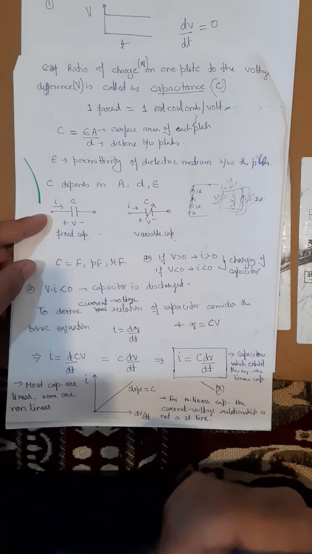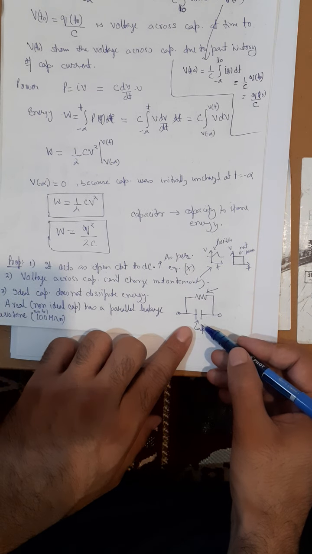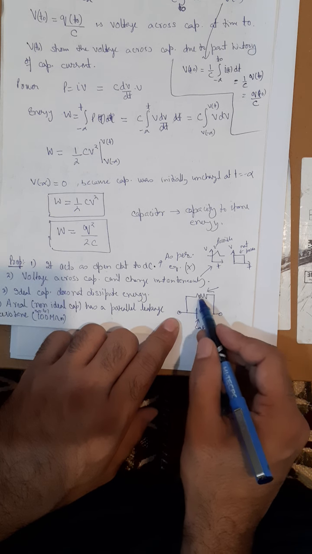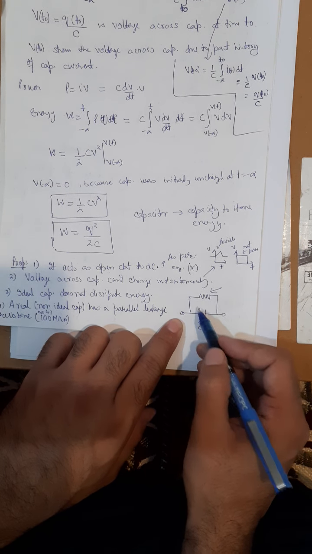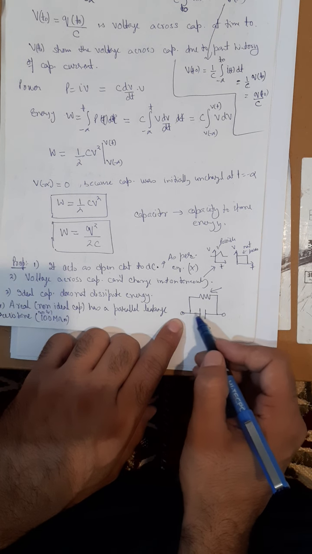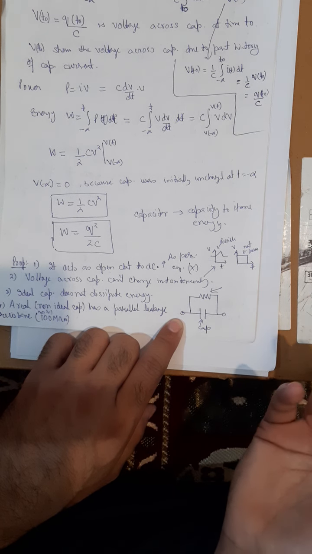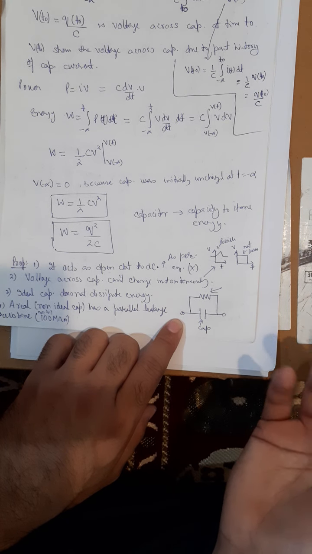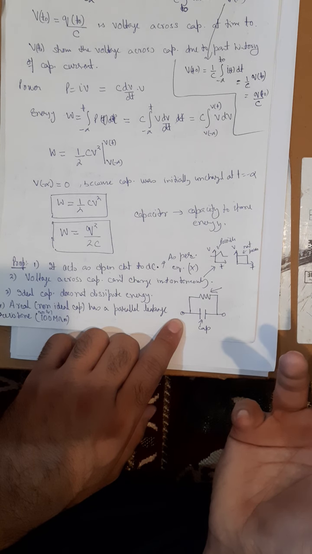However, we have non-ideal capacitors as well. How are non-ideal capacitors represented? They are represented like this: we have a resistance in parallel with the capacitor. This represents the non-ideal capacitor, a real capacitor, because there is nothing ideal in nature. Everything available in nature is associated with some non-idealities.